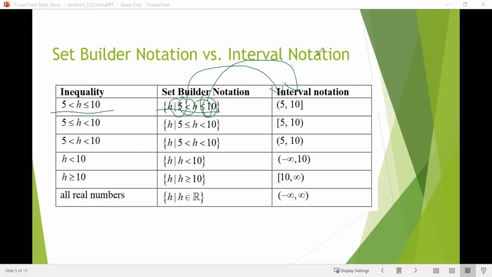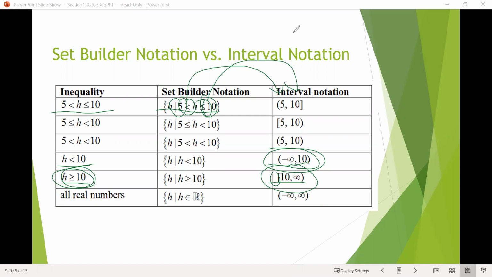You can also see how these ones lower down, like h less than 10 or h greater than or equal to 10, relate to writing interval notation. h less than 10 means not including 10, but everything below it. That's why you have negative infinity to 10, because negative infinity is the lowest possible thing you could be below 10. And for h greater than or equal to 10, they start at 10, have a bracket because you're starting there, and then go up to positive infinity.